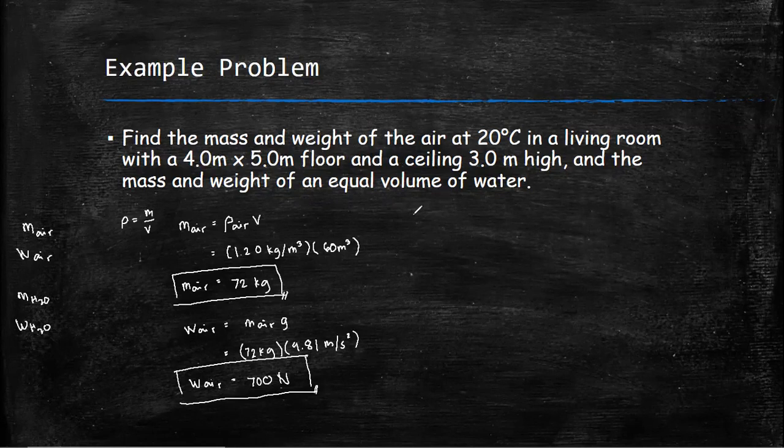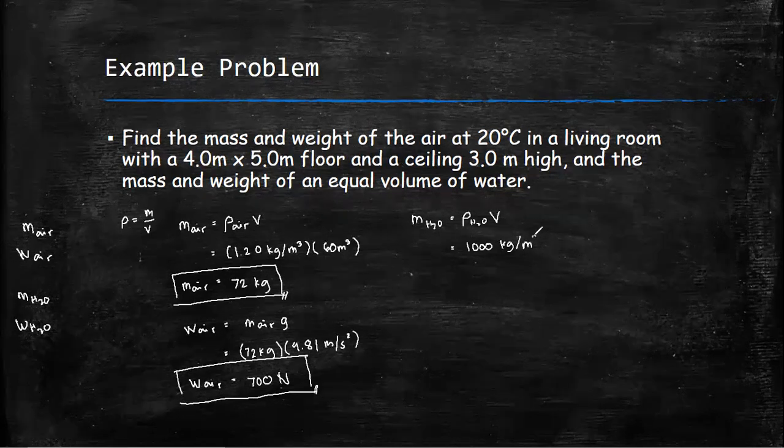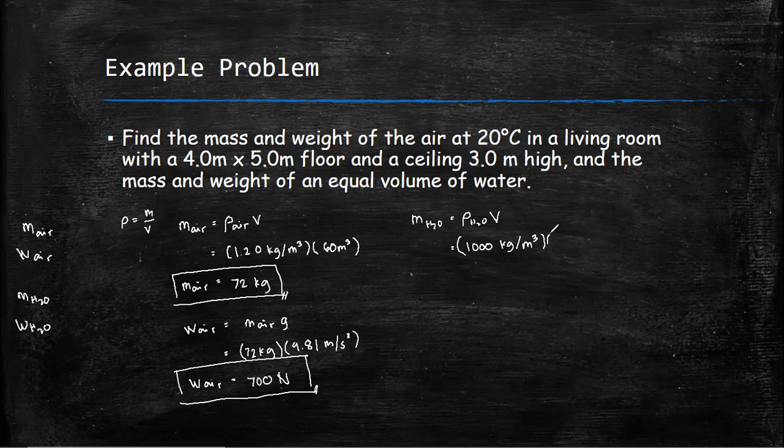Now for the second part, getting the mass of the water. With the same procedure, we just multiply the density of water and volume. So the density of water is equal to 1000 kilogram over cubic meter times the volume of the room, which is 60 cubic meter. Therefore, the mass of the water is equal to 6,000 kilogram.